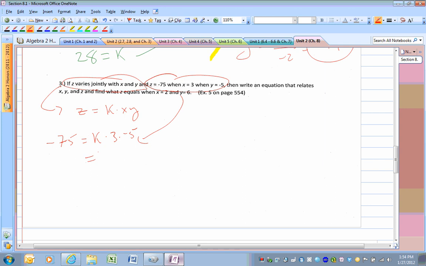Let's see. So what will k equal here? Not 3. 5. So we have to write an equation, very simple. Z equals 5xy.